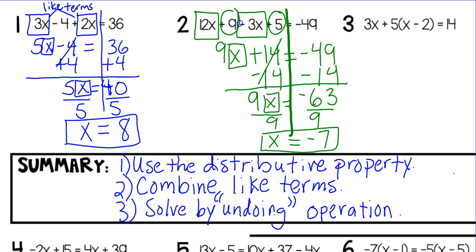Now the third one has what? Parentheses. So what am I going to do before I combine like terms? Distribute. So I'm going to distribute. That's my first step. So it's 3x plus 5 times x is 5x. And then 5 times 2 is 10. But it's subtraction, so I have to put the negative in front of it. Now if you change that to plus negative 2, you'll still end up with a negative 10. And then that's going to be equal to 14.